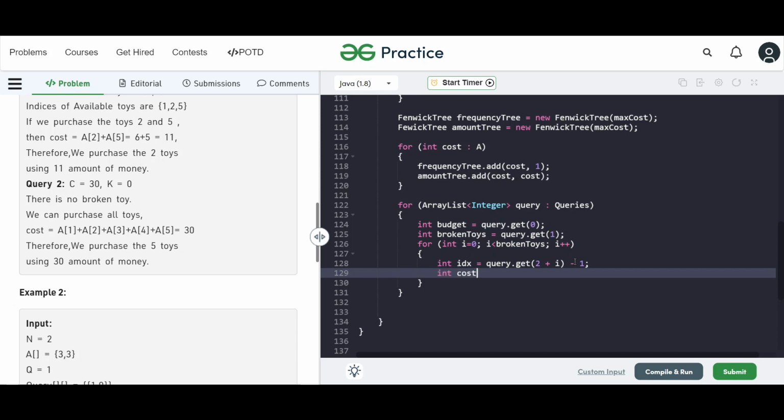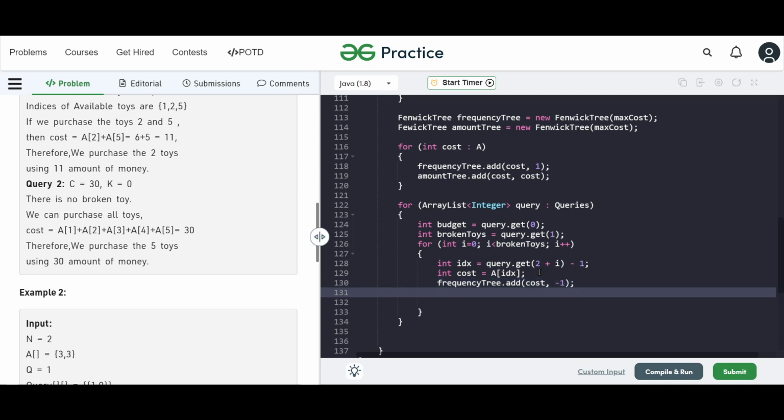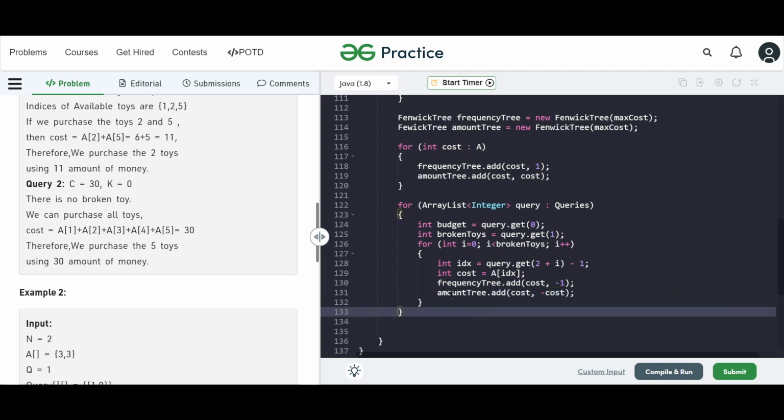So now we actually get the cost of the toy that is broken. The cost of the toy that is broken is A of index. So this cost is something we have to remove or update in both of these trees, right? So in the frequency tree, corresponding to this cost we will reduce the frequency by 1, and in the amount tree, corresponding to this cost we will reduce the total amount by the same. And that's because essentially there can be multiple toys with the same cost, right? So we can figure out that's what this is trying to do.